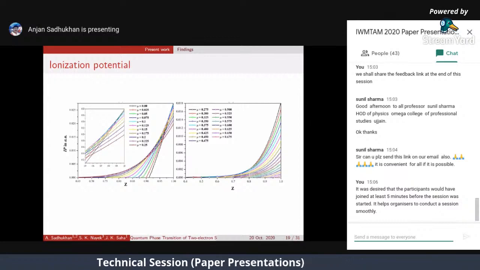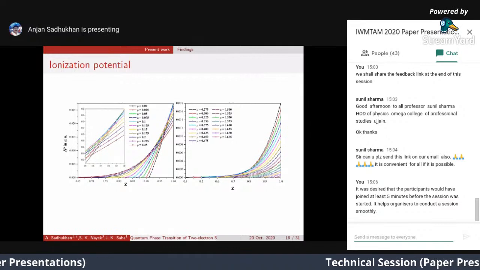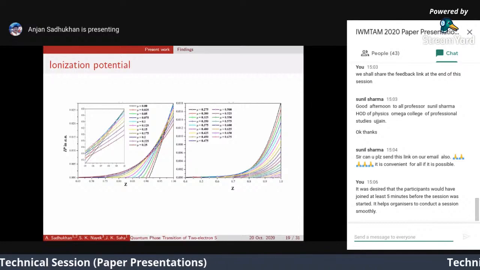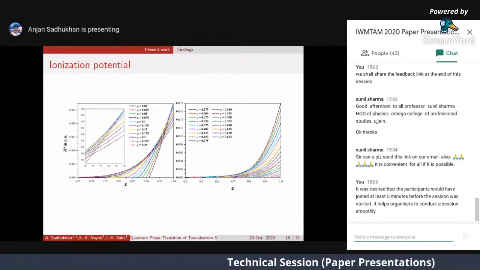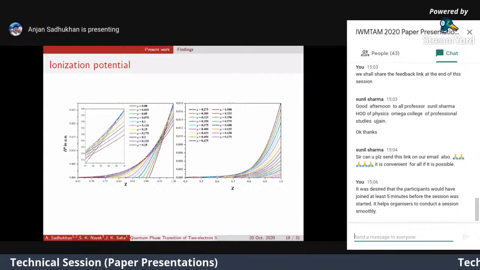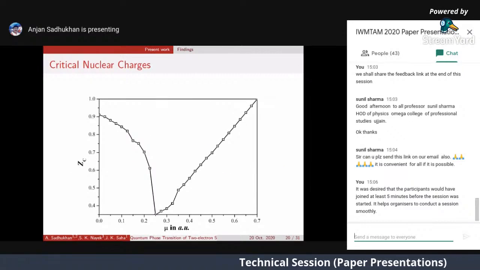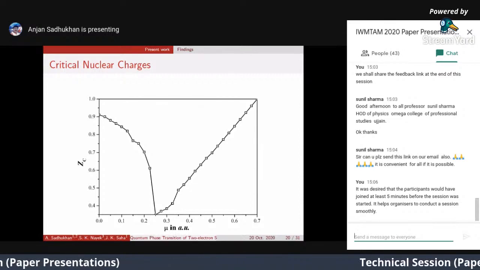Not only that, the Z value for which the IP value decreases to 0 is referred to as the critical nuclear charge of the system, because for that particular Z value the IP value is 0, so the system will be destabilized. So we have estimated these Z values, that means ZC values corresponding to different mu values, from graphical extrapolation from this graph. And in this diagram we have plotted the estimated critical nuclear charges with screening parameters.